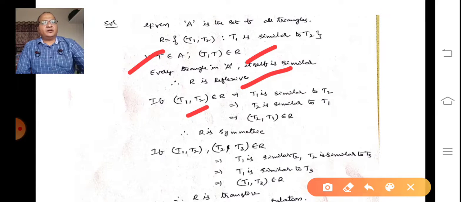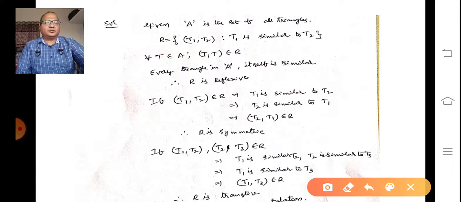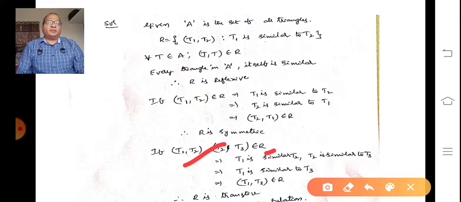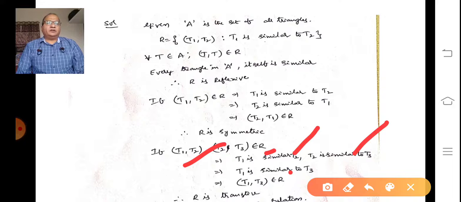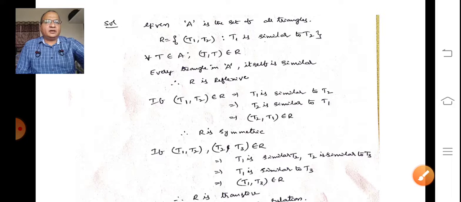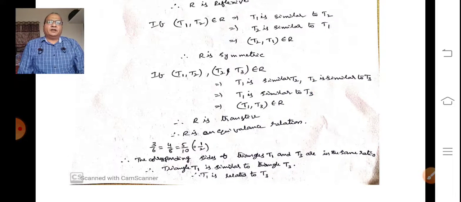If (T1, T2) belongs to R, that means T1 is similar to T2, then automatically T2 is also similar to T1. Hence, (T2, T1) belongs to R. Therefore, R is symmetric. Now, if (T1, T2) and (T2, T3) both belong to the relation, T1 is similar to T2 and T2 is similar to T3. Therefore, what can we say? T1 is similar to T3 and hence (T1, T3) belongs to R. Hence R is transitive. Therefore, because R is reflexive, symmetric and transitive, it is an equivalence relation.